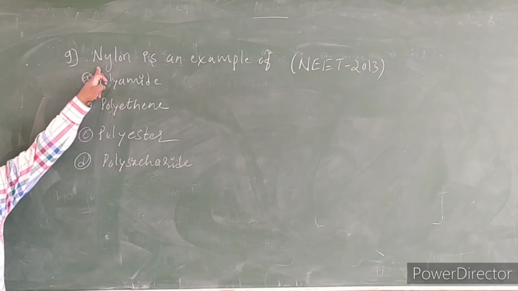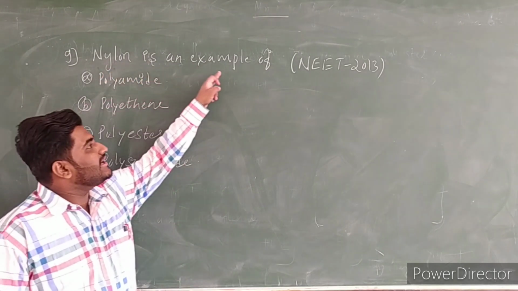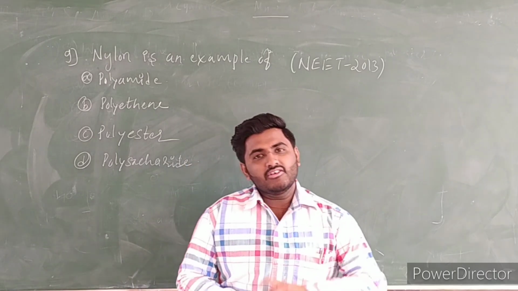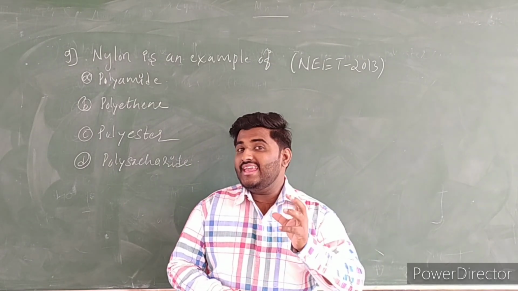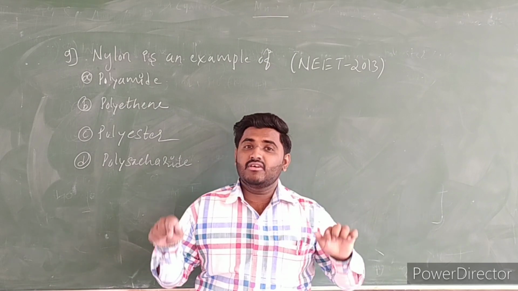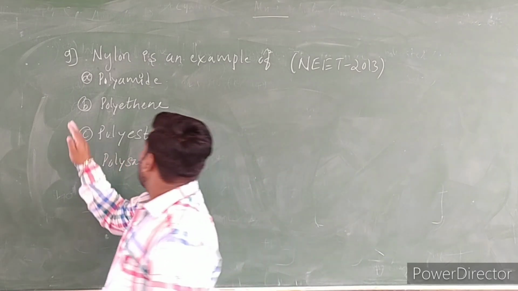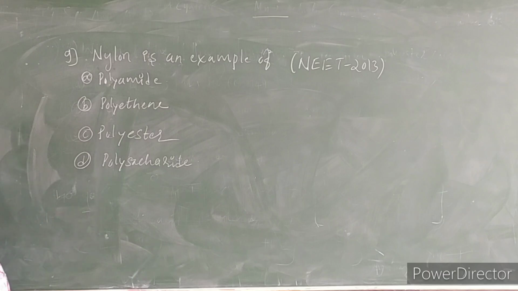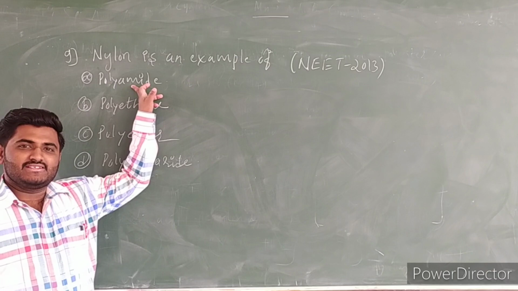Question number 9, guys. This was asked in NEET 2013. Nylon is an example of. So nylon comes under which family, guys? Nylon 6,6 and nylon 6 are both of the polyamide family. In these polymers you are getting amide. Correct or not? Polyamide, polyethylene, polyester, polysaccharide. So which option is correct then? Polyamide is the correct answer.